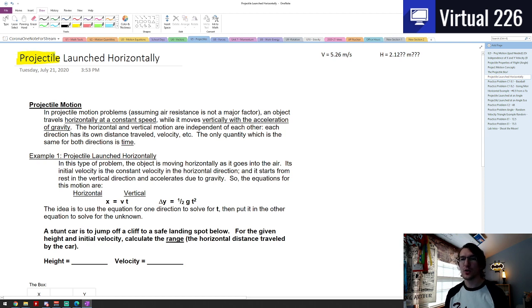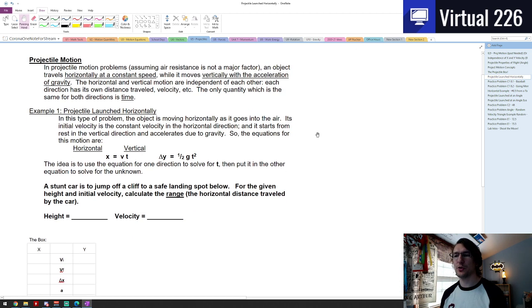our first example, we're going to look at launching an object horizontally, so completely flat, okay? Now, in projectile motion problems where we don't have air resistance, there's no external force once the object's in the air, we know that an object is going to travel horizontally at a constant speed. It's going to accelerate downwards due to gravity, but the horizontal component of that velocity is constant.